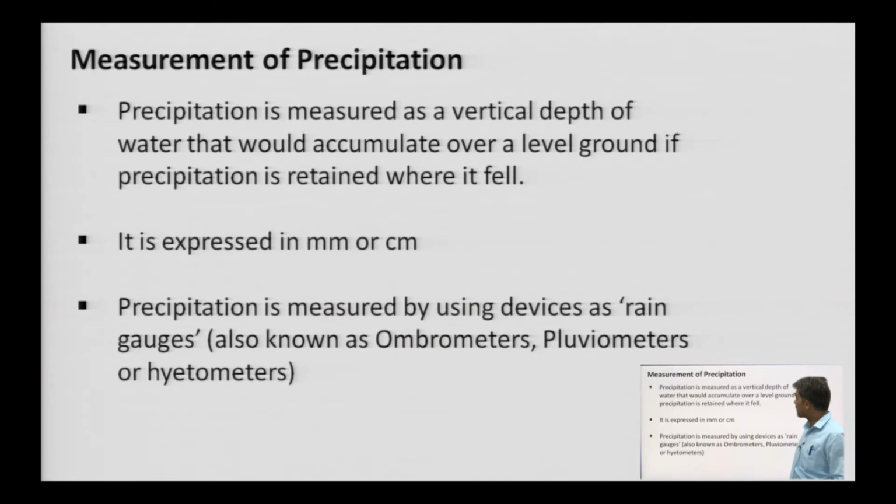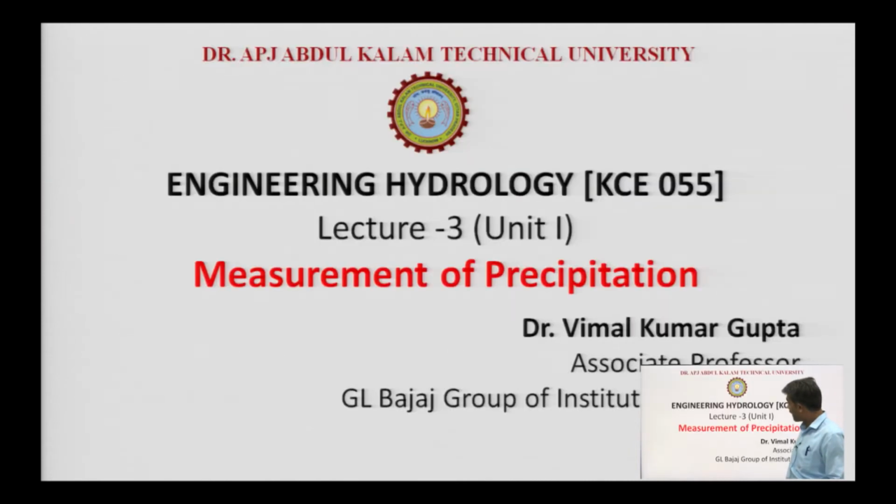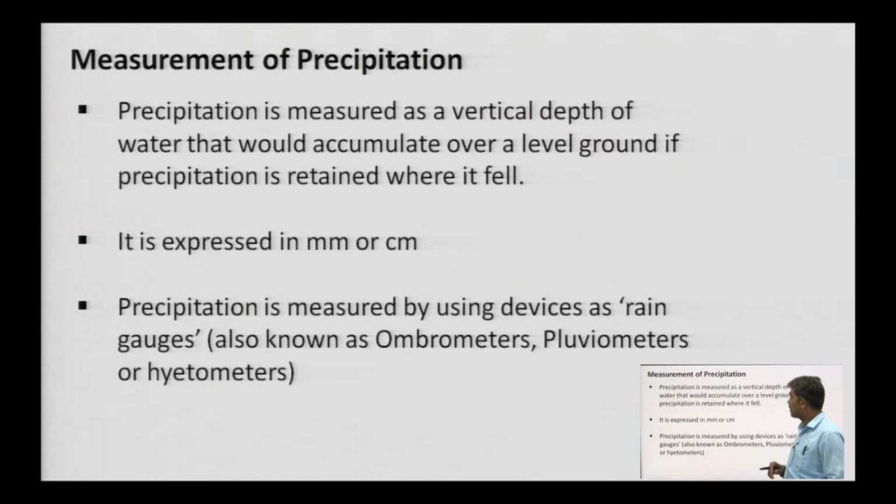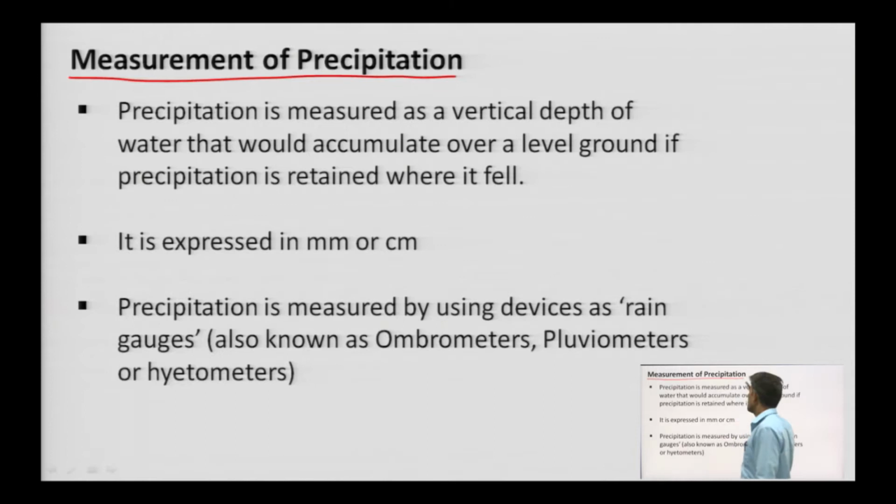Different types of precipitation I told you in the last class, and today I am going to explain how to measure that precipitation. So, the objective of today's class is the measurement of precipitation. Precipitation is measured as a vertical depth of water.